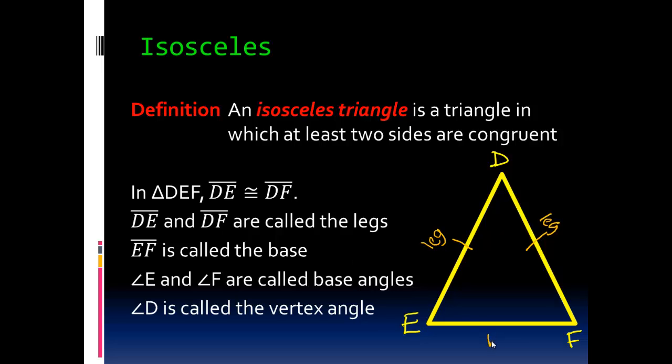Okay, EF is called the base. Angle E and angle F are called base angles and are also congruent. And angle D is called the vertex angle. So just keep that in mind. It's some terminology that may come up later.